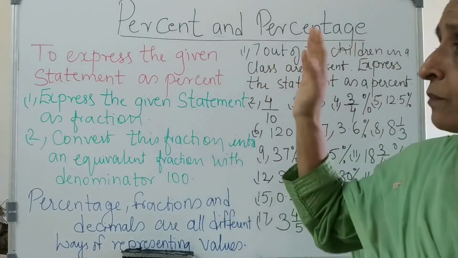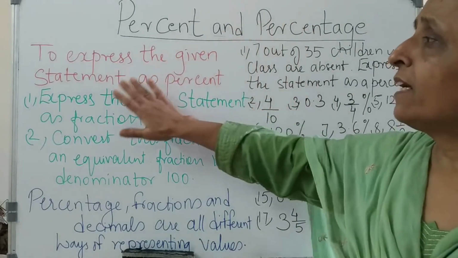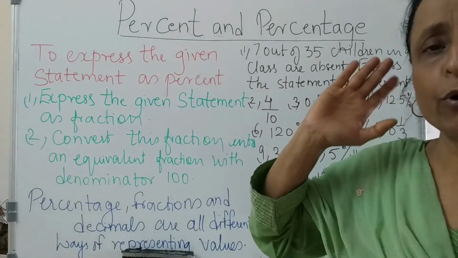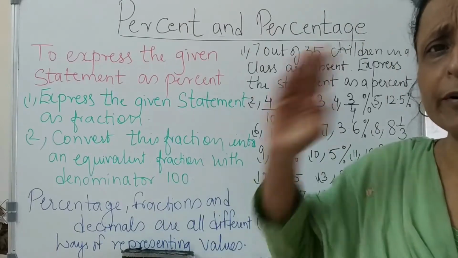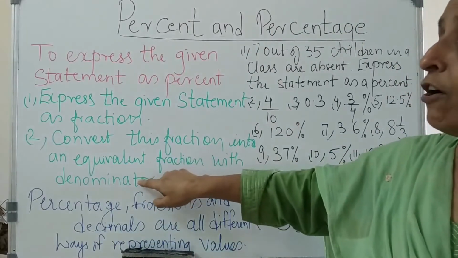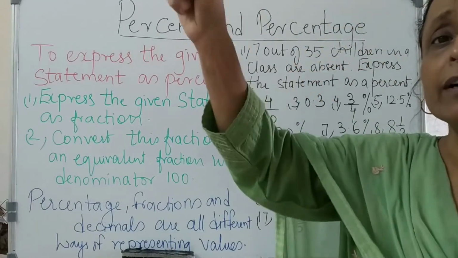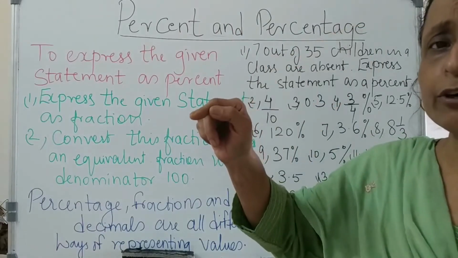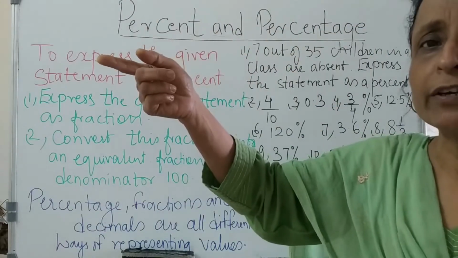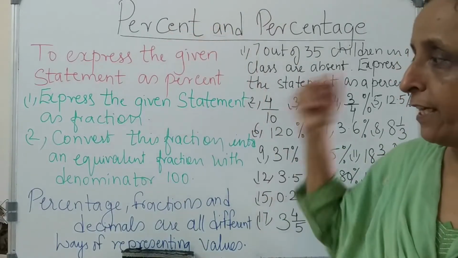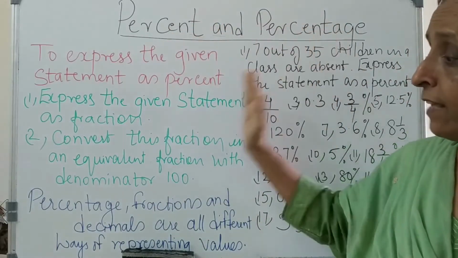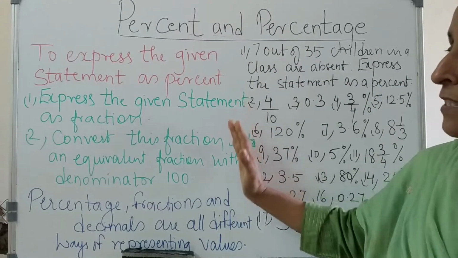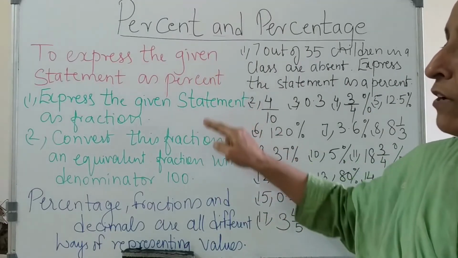Let us see. Now, to express the given statement as percent, first express the given statement as a fraction. So you have to first find out the ratio, the fraction. Then the denominator you have to convert into 100. Whatever the value, you have to make it 100. Whatever multiplication you do for the denominator, you do for the numerator also, and you get the percentage, or you can do it directly. This is how it is given in the CBSE textbook. So you have to know step by step. These are the two steps of conversion.